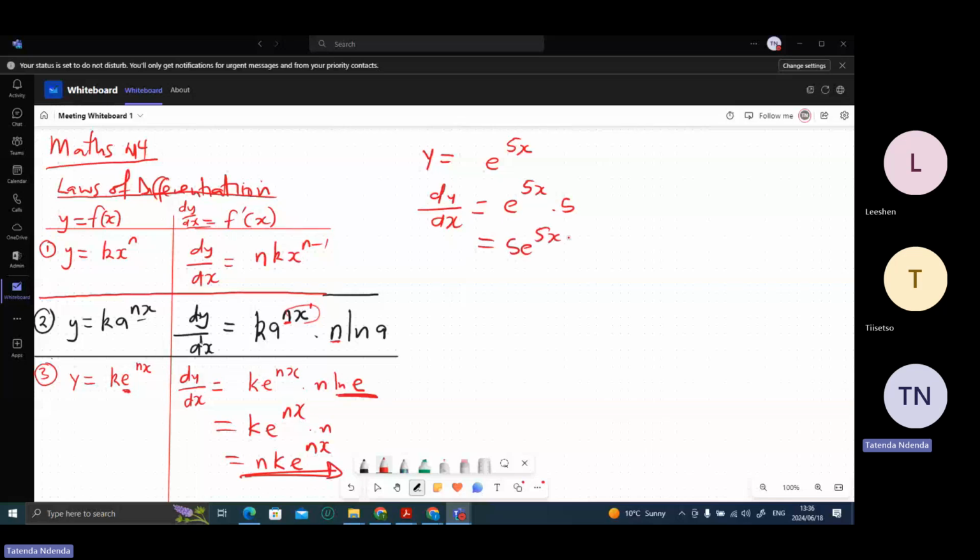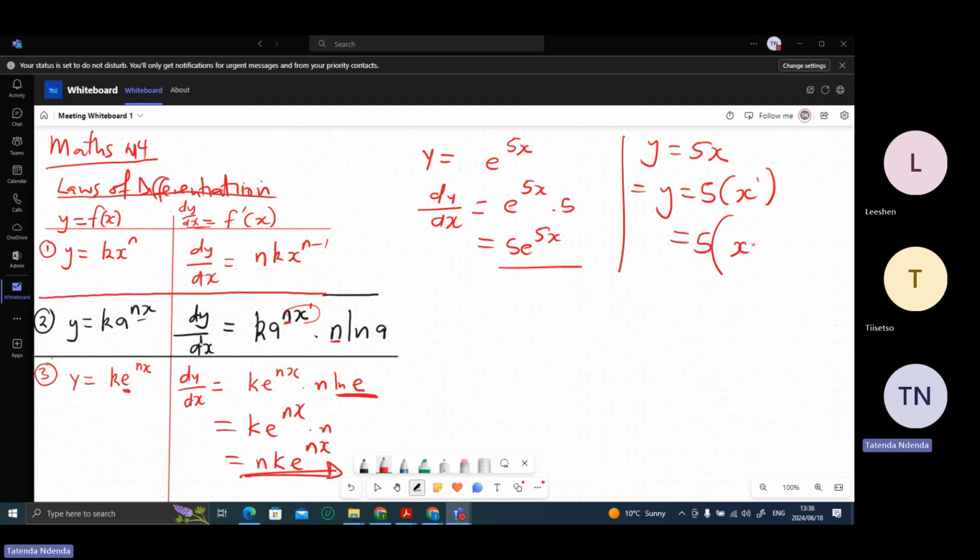So to you, Mr. CS, I know where your problem is. When we are saying y is equal to 5x, this is the same as saying y is equal to 5 multiplied by x to the power of 1. Are we together? So this will be 5 times x to the power of 1 minus 1, which is 5 times x to the power of 0. We know that any number to the power of 0 is equal to 1. That's going to give us 5.